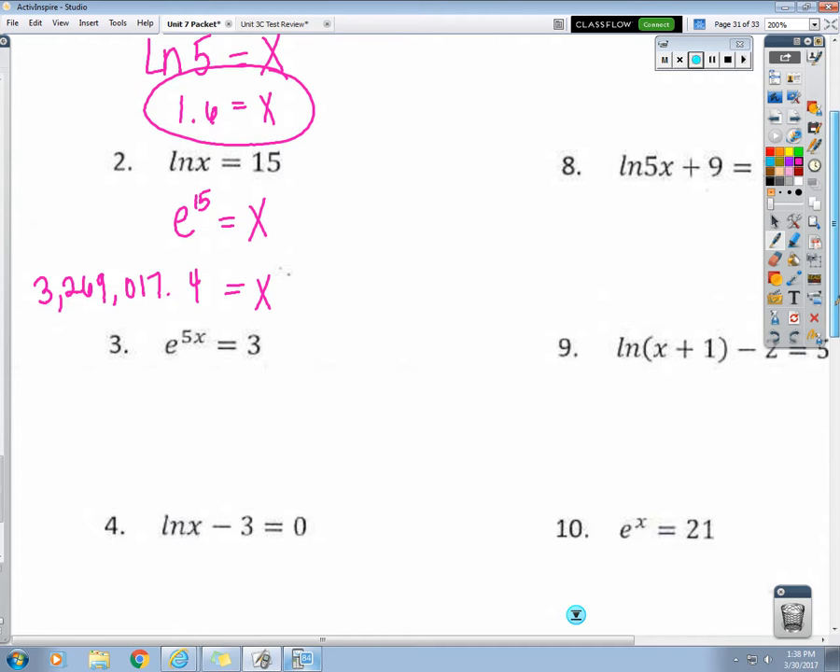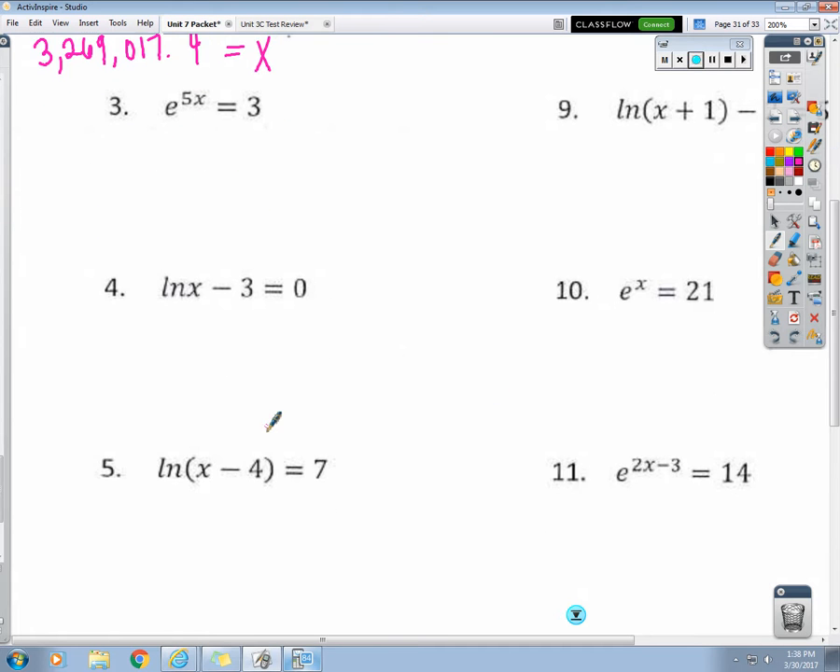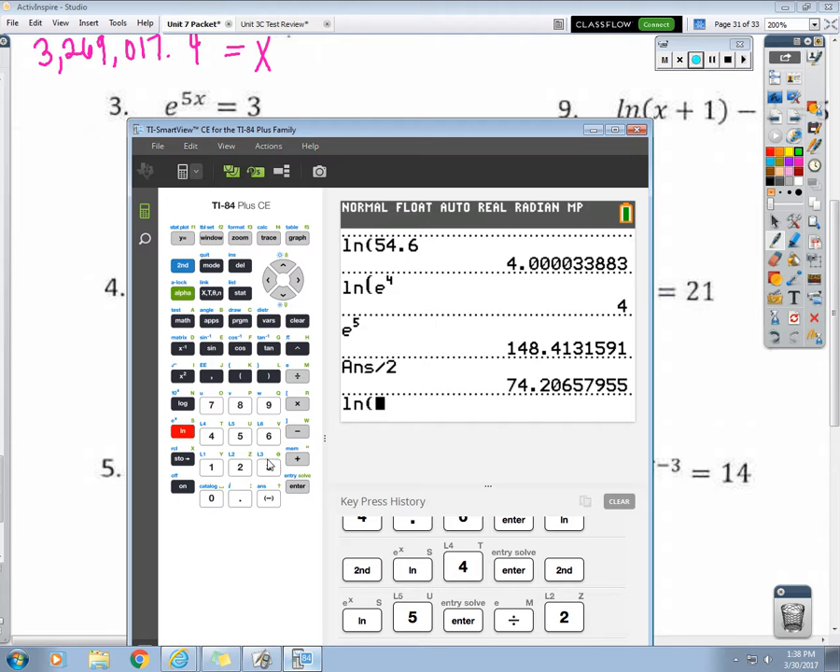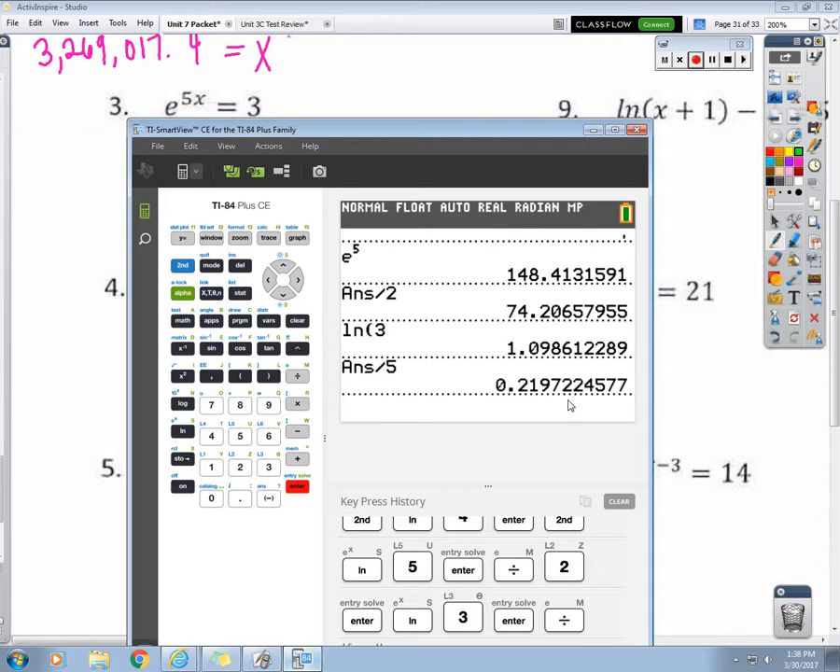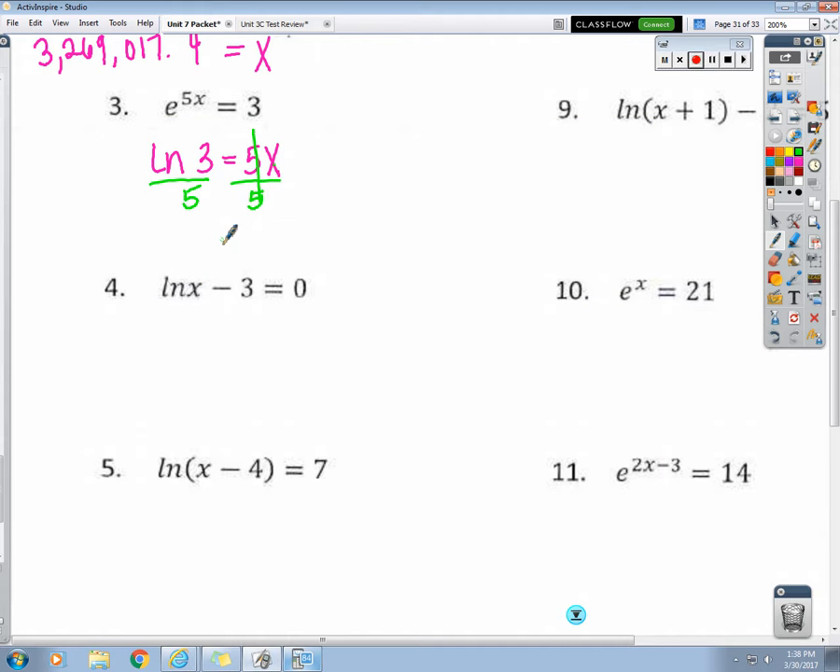Okay, number 3. Number 3, what form is it in? So we need to rewrite it in log form. What kind of log is it? Natural log of equals. Now to solve for x, we have to divide. So the answer is just x equals ln 3 over 5. So ln 3 equals that, and then if I divide that number by 5, I get 0.22.